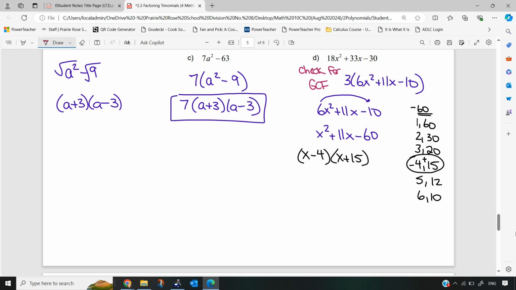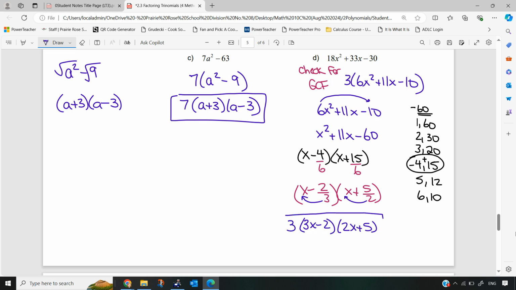Now we divide out that 6 that we brought over and reduce our fractions. So we're going to have x minus 2/3 and then x plus 5/2. Those denominators slide to the front, and I'm left with 3x minus 2 and 2x plus 5. And again, remember that that GCF needs to follow me down. So my final factors will be 3 times 3x minus 2 times 2x plus 5. And remember that if you miss the GCF in the beginning, you'll have incorrect factors in the end.